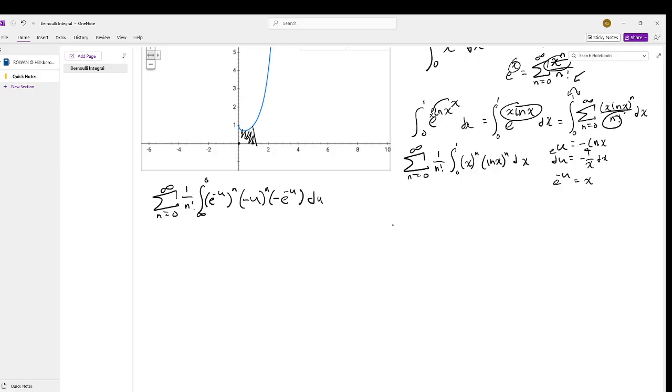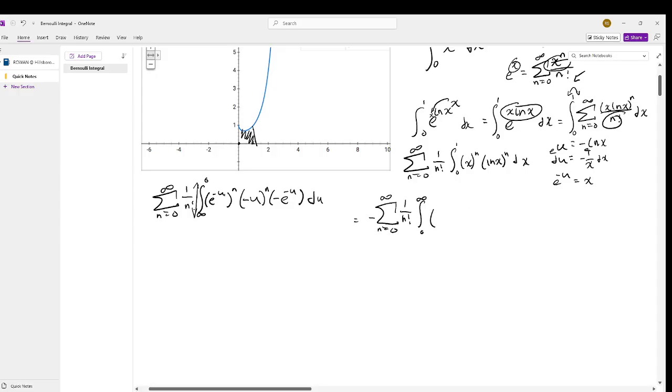Okay, I'm going to come down here a little bit, and now we can do a few things. What I'm going to do first is reverse the order of these bounds, just to bring a negative to the front. So that'll give us negative summation from 0 to infinity of 1 over n factorial times the integral from 0 to infinity now, because we multiplied by that negative.